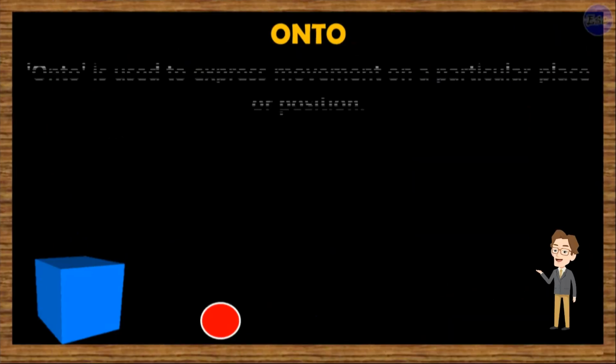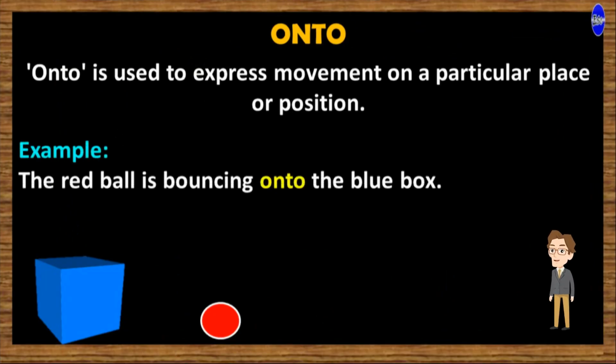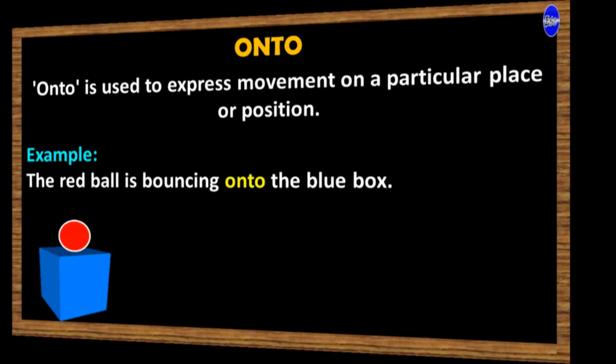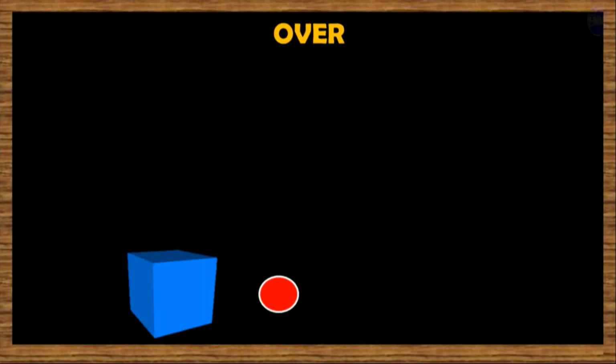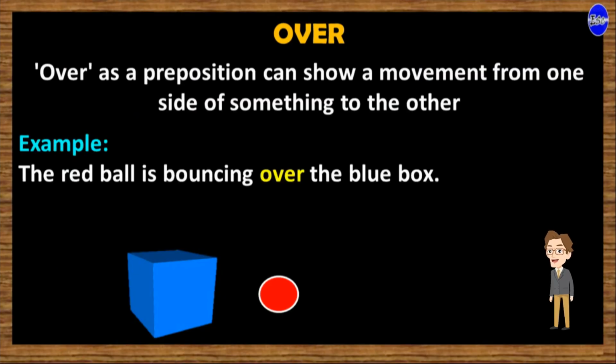Onto. Onto is used to express movement on a particular place or position. Example: the red ball is bouncing onto the blue box. Over. Over, as a preposition, can show a movement from one side of something to the other. Example: the red ball is bouncing over the blue box.